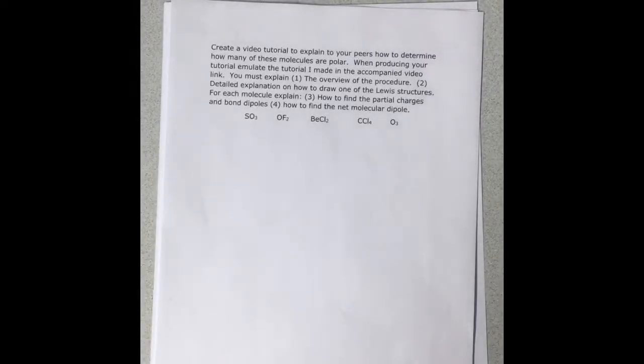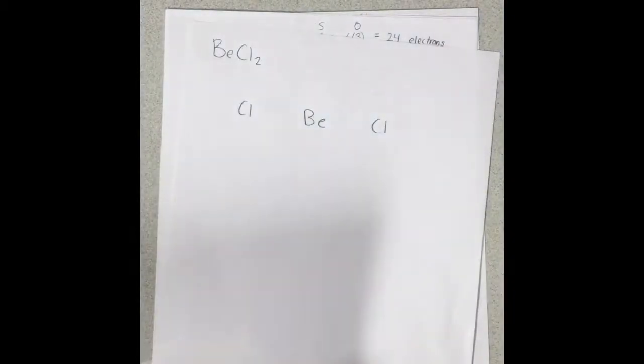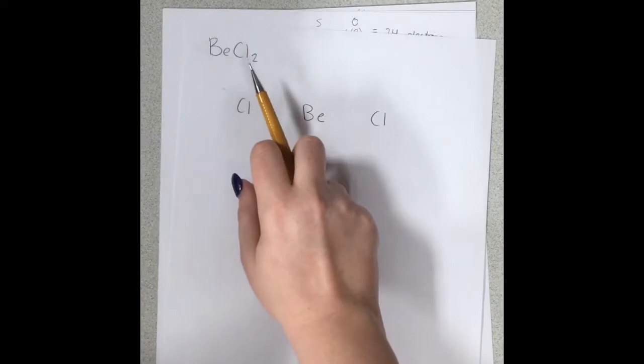So we are given these 5 molecules and are asked to determine how many of these molecules are polar. We're going to start out with BeCl2, which is beryllium chloride. Beryllium chloride has 1 beryllium atom and 2 chlorines.